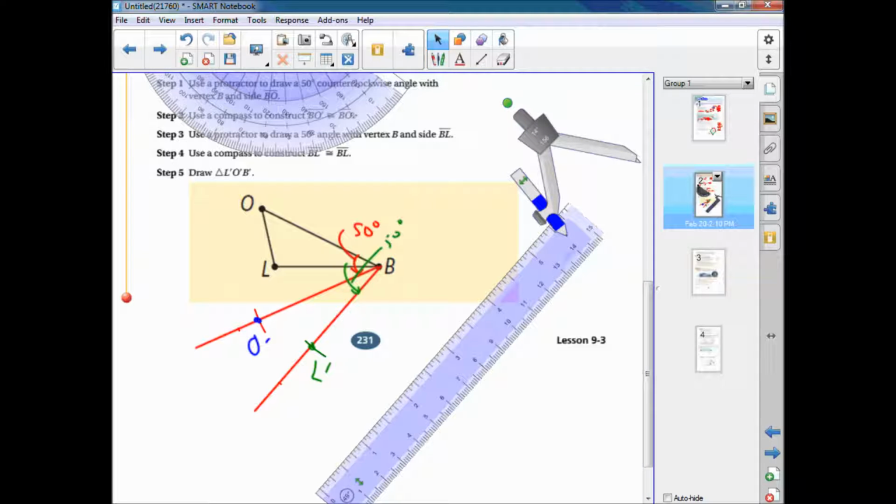So let's do it in black. There's O prime to L prime, and then O prime to B prime. B prime and B are at the same spot, and B prime to L prime. All right, so we have rotated our triangle exactly 50 degrees about point B. So draw in triangle LOB, which I've done. All right, let's flip it over and see the next page.